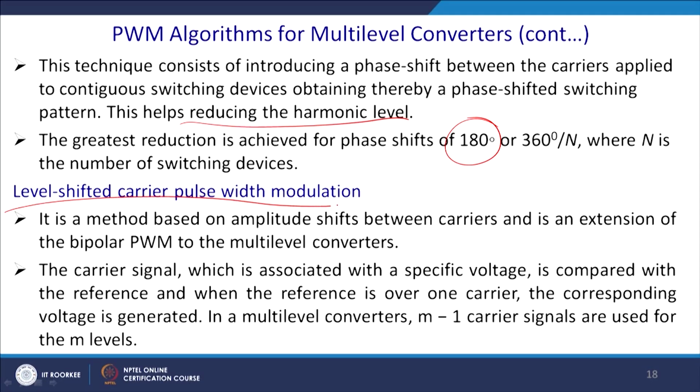And phase shifted carrier pulse width modulation is a method based on the phase shift between carriers and is an extension of the bipolar PWM to the multi-level converter. The carrier signal which is associated with a specific voltage is compared with the reference, and when the reference is over one carrier, the corresponding voltage is generated. In a multi-level converter, M-1 carrier signals are used for M levels.